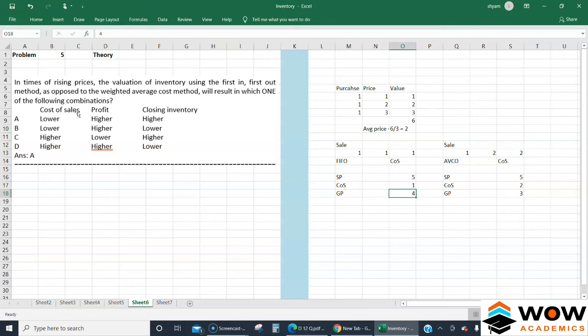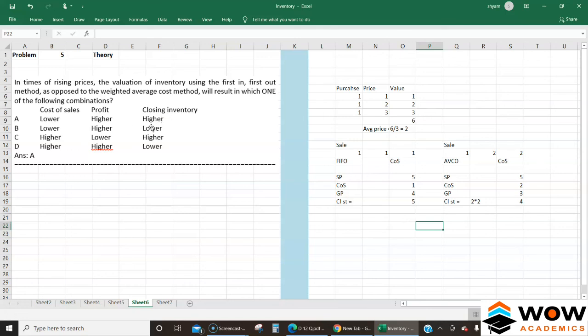And what happens to your closing inventory? So closing inventory, we have to find out. See, closing stock here: the balance closing stocks, 1 value item is gone, so 2 and 3 are there, so this value would be 5. Here the closing stock would be each has a value of 2, and there are only 2 units, so that will be 4. So when compared to this method, FIFO has a higher inventory. So the answer is A. Okay, hope you got the idea here.